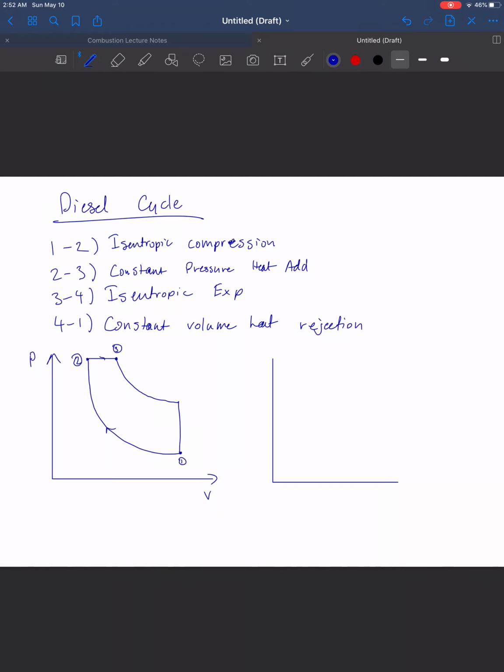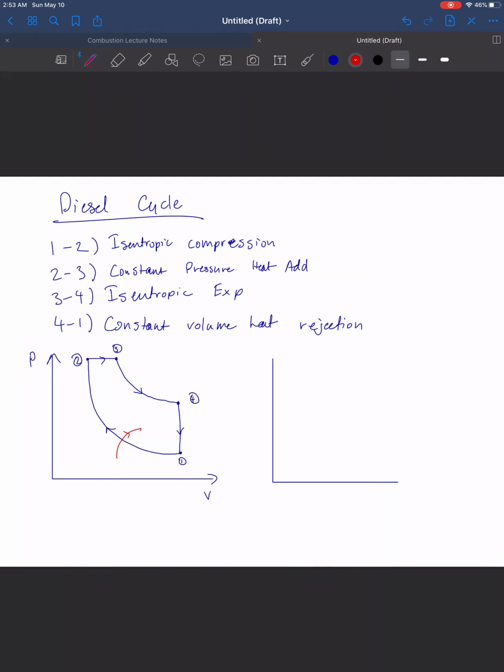And don't forget your arrows. The arrows are pretty important because those denote what direction the process is occurring in, right? So that's what we have here. And then this is 4. So then, if you want, I always recommend this: you're going to draw in what's going on.